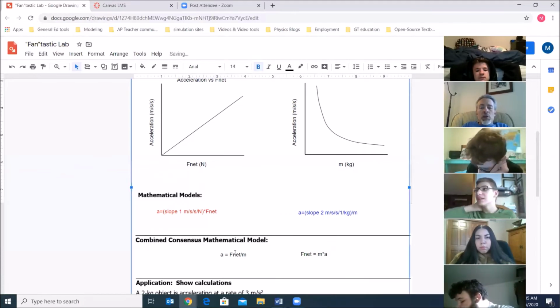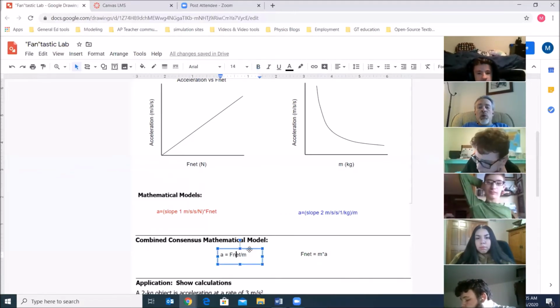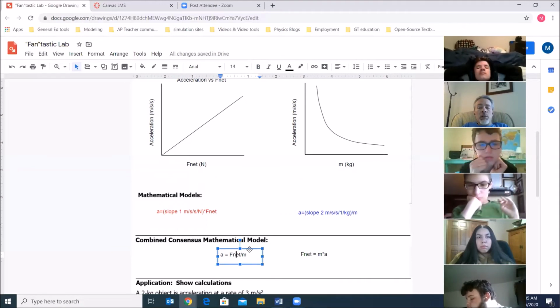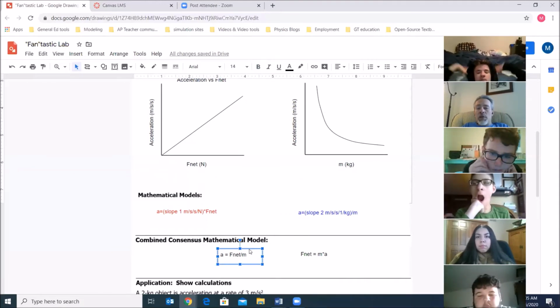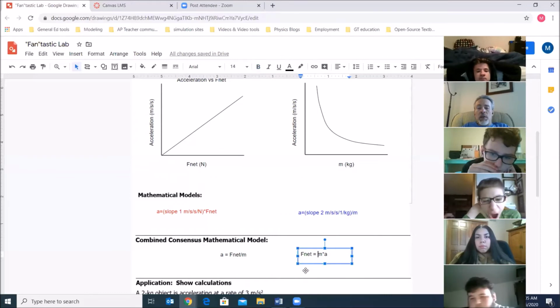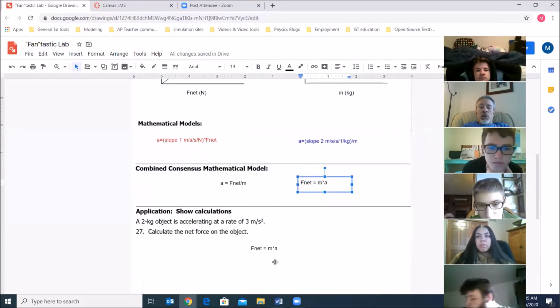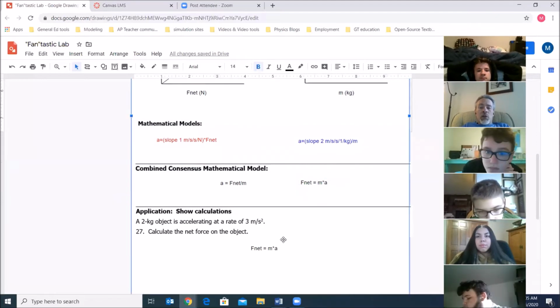So either one of these equations you can put down. You don't have to put both. So when you're turning in your own lab, you can either put A equals F net over M, or you can have F net equals M times A. Okay, so we're going to use that equation to solve some problems here.